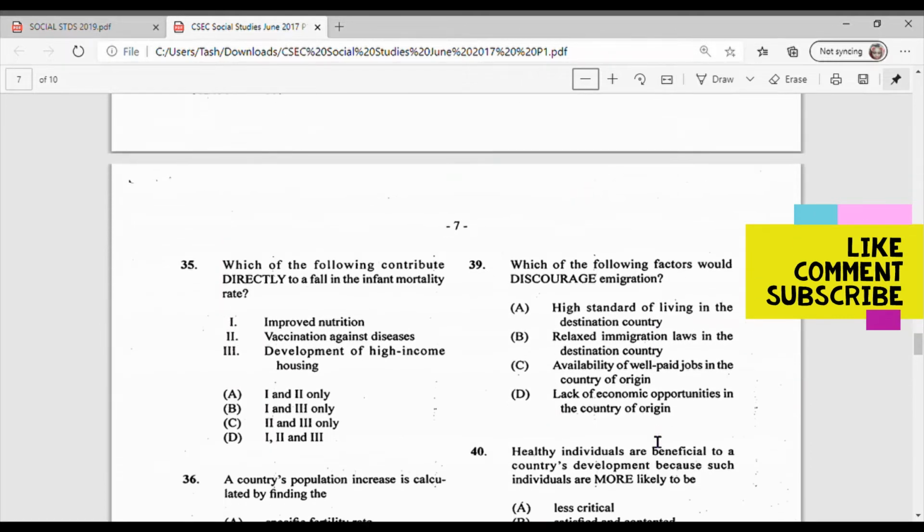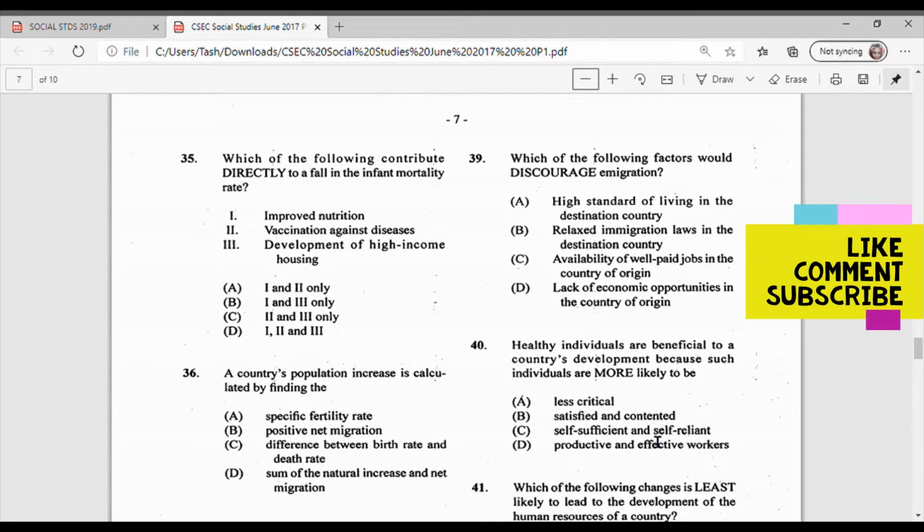35. Which of the following contribute directly to a fall in the infant mortality rate? So the infant mortality rate is referring to the amount of babies that die before they actually get to age 1. So it has in bold here, directly contribute to a fall. That means a reduction. The options are improved nutrition, vaccination against diseases, development of high income housing. So the ones that directly contribute would have been improved nutrition as well as vaccination against diseases. So that is option 1 and 2. So your answer for 35 would have been letter A.